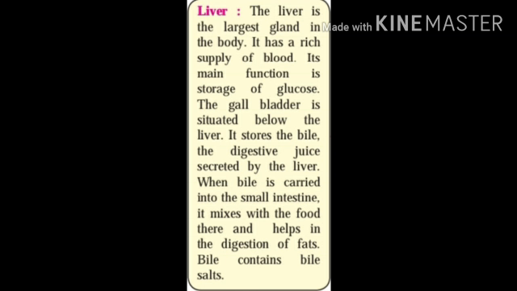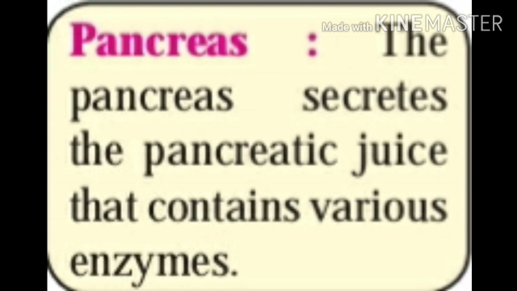Liver. The liver is the largest gland in the body. It has a rich supply of blood. Its main function is storage of glucose. The gallbladder is situated below the liver. It stores the bile, the digestive juice secreted by the liver. When bile is carried into the small intestine, it mixes with the food there and helps in the digestion of fats. Bile contains bile salts. The pancreas secretes the pancreatic juice that contains various enzymes. Enzymes, as we already saw, bring about specific chemical reactions.